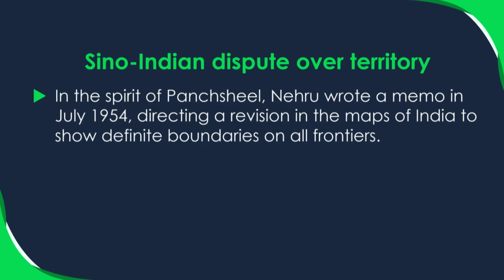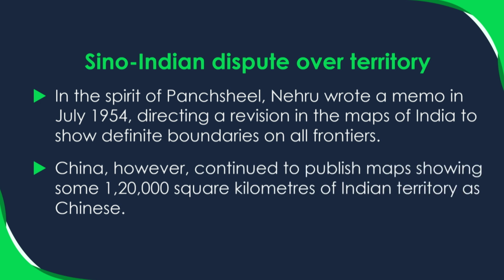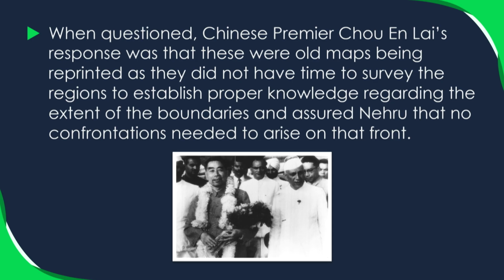In the spirit of Panchsheel, Nehru wrote a memo in July 1954 directing a revision in the maps of India to show definite boundaries on all frontiers. China, however, continued to publish maps showing some 1,20,000 square kilometers of Indian territory as Chinese. When questioned, Chinese Premier Chou En-lai's response was that these were old maps being reprinted, as they did not have time to survey the regions to establish proper knowledge regarding the extent of the boundaries, and assured Nehru that no confrontations needed to arise on that front.